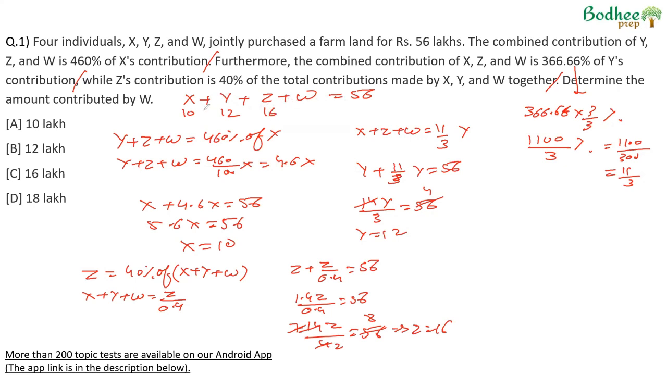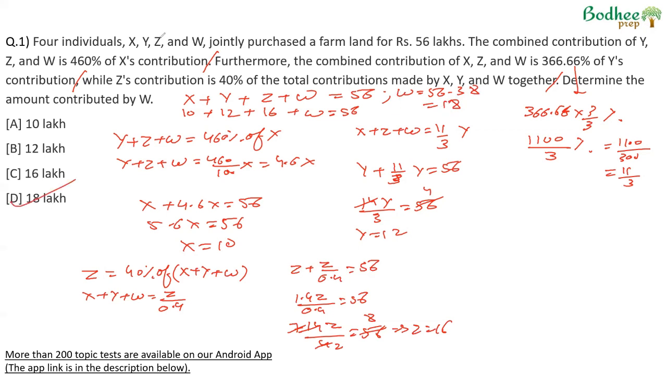We have to find the value of w. 10 plus 12 plus 16 plus w is equal to 56, which means w will be 56 minus 38. So this will come out to 18. The value of w is 18.